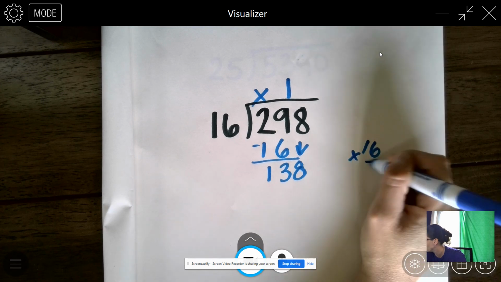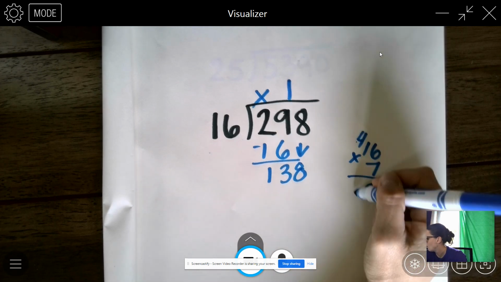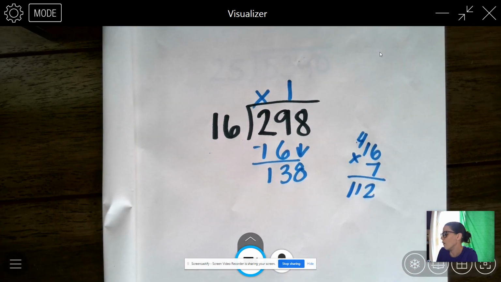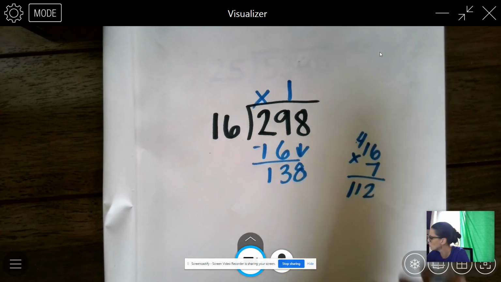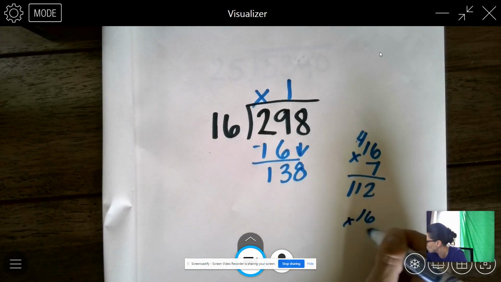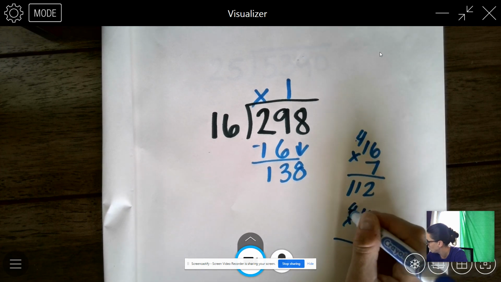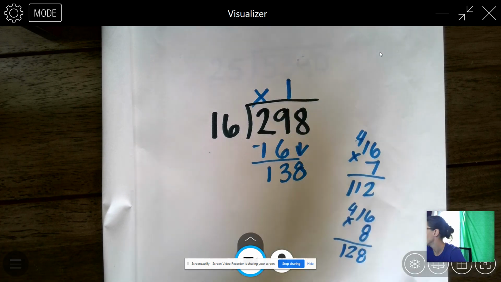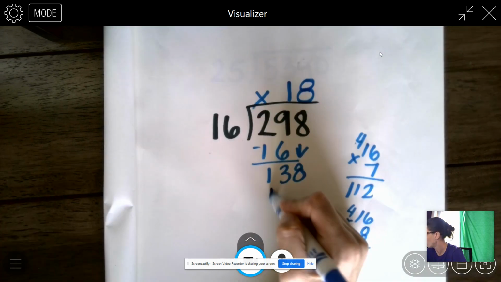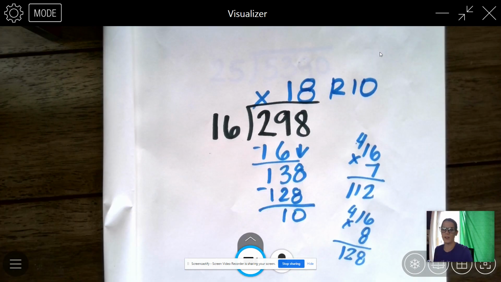16 times 7. Ooh, I get 112. That looks a little small. I think I actually could fit another group of 16 in there. So let's try 16 times 8 and see what we get. Ooh, 128. That looks perfect. So I should get 18, remainder 10.